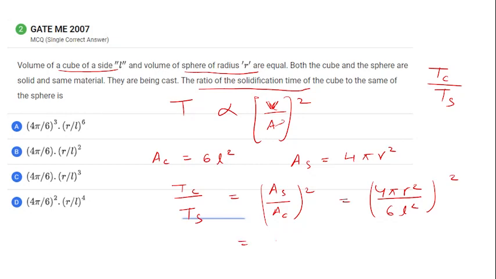So we can write it as 4 pi divided by 6 whole square, then R divided by L to the power 4. So which option is matching? Option D is matching. So we got option D, it is correct.